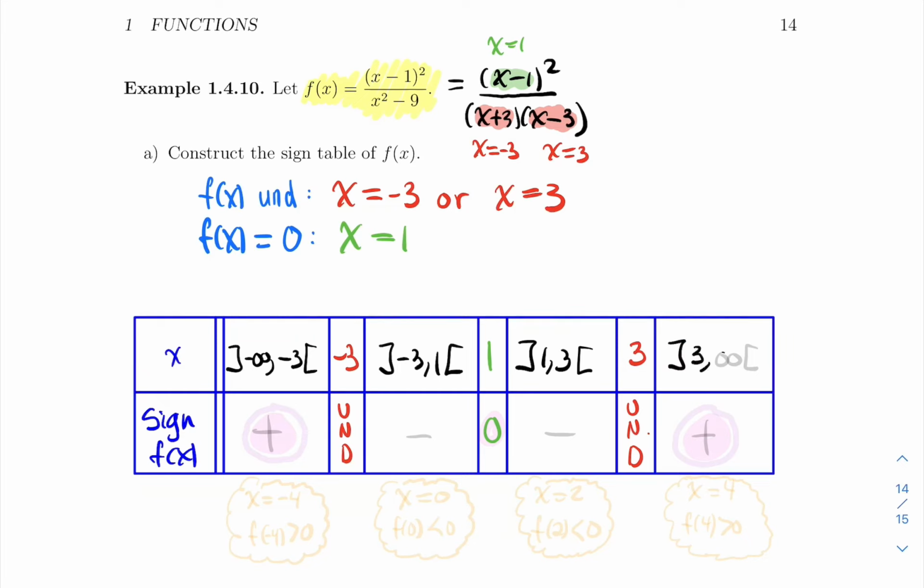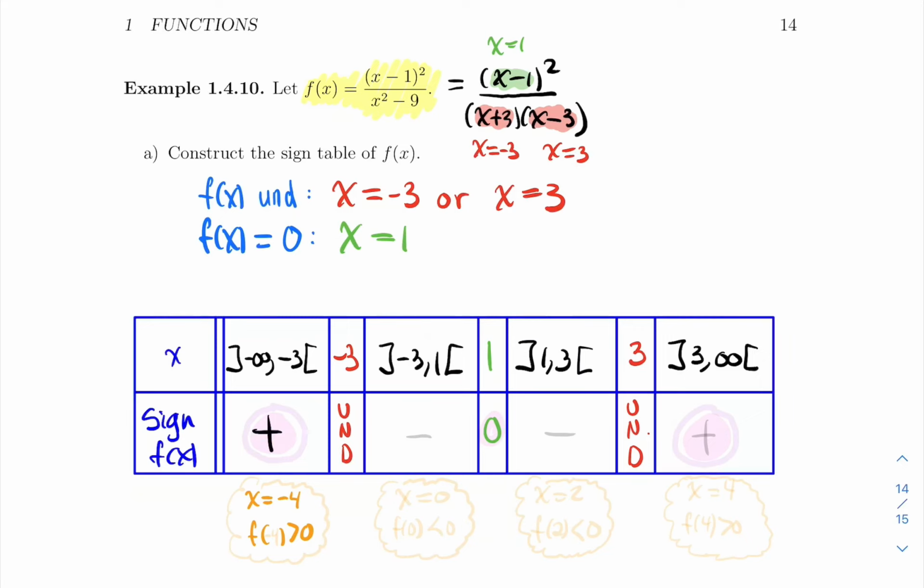And then after 3, which is 3 to infinity. And now we need to figure out the sign before minus 3, between minus 3 and 1, between 1 and 3, but just by picking one point in every interval, we're going to be able to do that. So here you don't need to write that down, but I am going to do it for the sake of completeness. So if I pick minus 4, you can double check that this function is actually positive at minus 4.